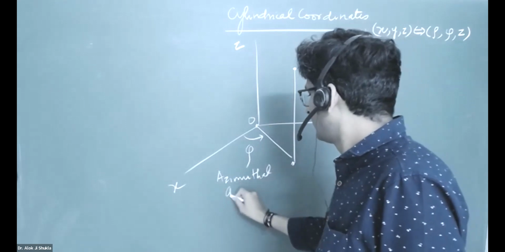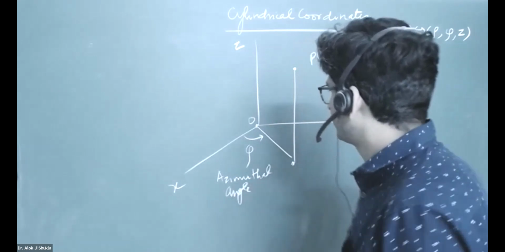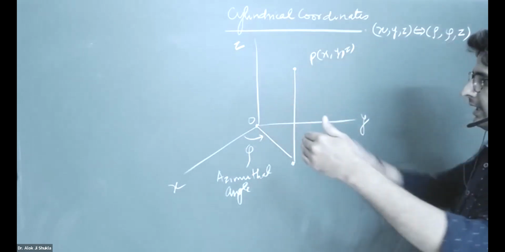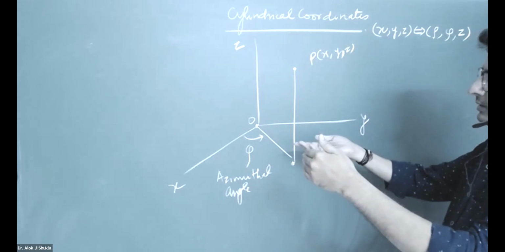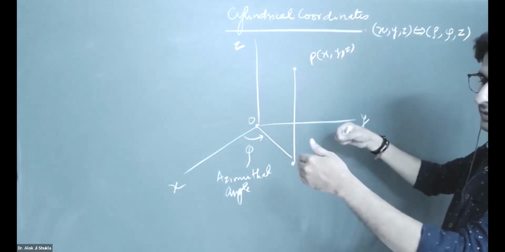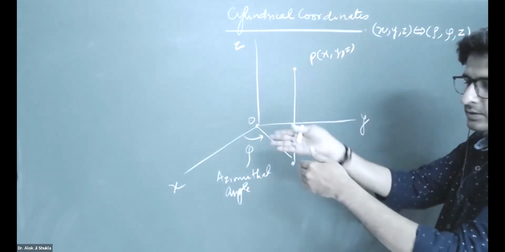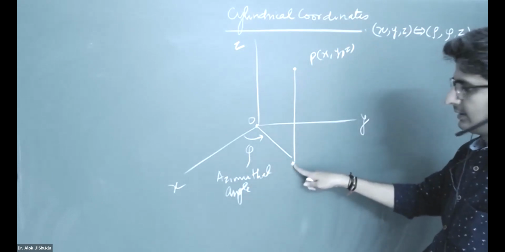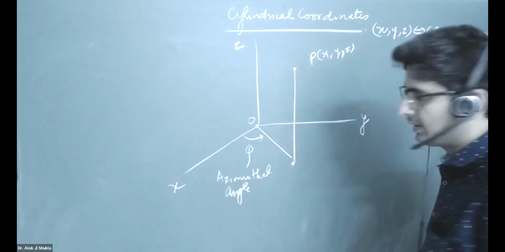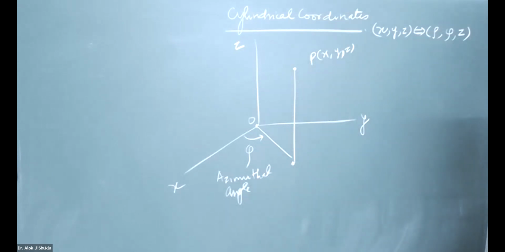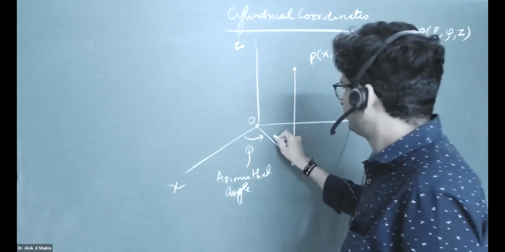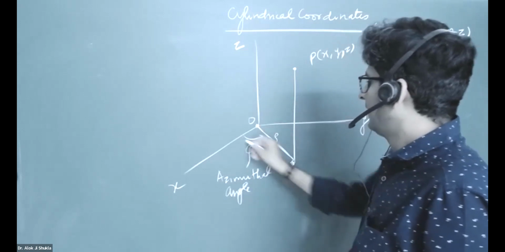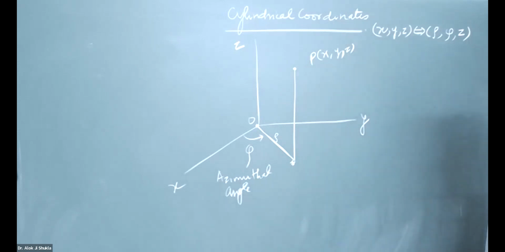Azimuthal angle. So I hope you can imagine that the z-axis is coming out of the board, and this is the xy plane. If you put a perpendicular on the xy plane and connect it to the origin, that vector will be sweeping on the xy plane. This is the rho, and this is the phi. Can you see that?